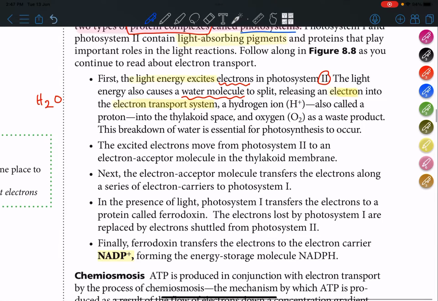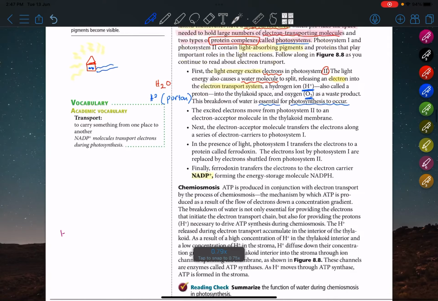At this point, we've already had a water molecule that is split. And when the water molecule is split, you have a hydrogen ion, which is H+, or in this case also called a proton, released into the thylakoid space. And when I say into the thylakoid space, that means inside of the thylakoid, not outside it. So you have an H+ or a proton that was released into the thylakoid space, and then the oxygen will go out as a waste product, so it'll leave. Okay, this breakdown of water is essential for photosynthesis to occur. So let's look at what this looks like in the diagram.